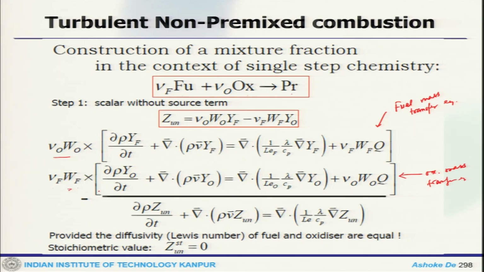From this one to this one, if we subtract, so we get del rho Z by del t minus del dot, this is what it is. So, the diffusivity of the fuel and oxidizer are equal, stoichiometric values are. So, in this case we are assuming that D_F and D_O they are same.